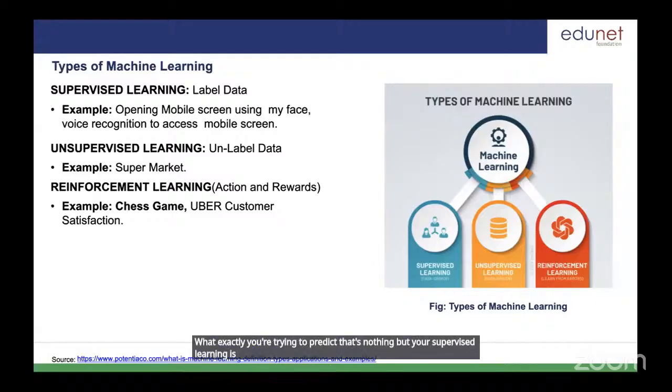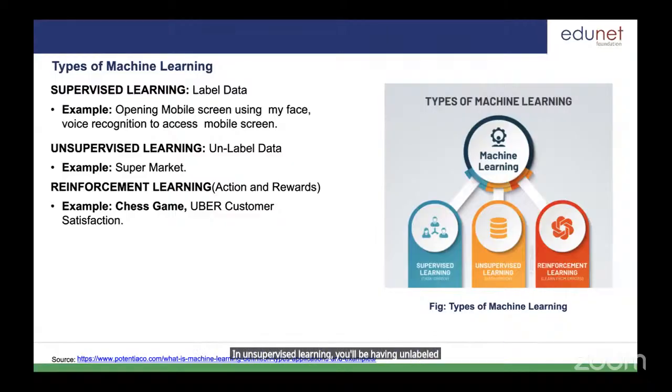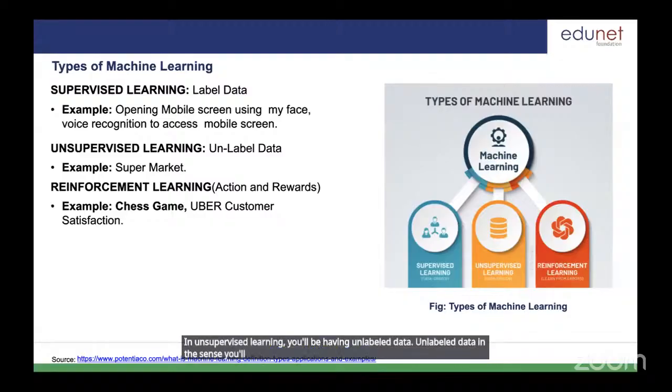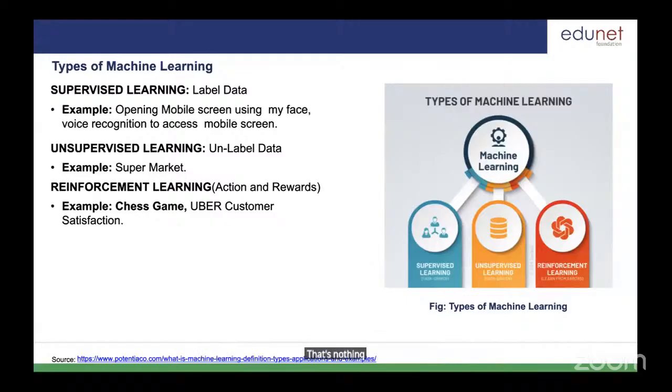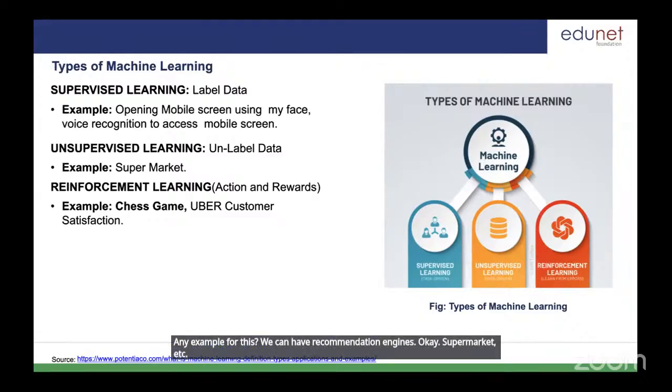The other type is unsupervised learning. In unsupervised learning, you'll have unlabeled data, meaning you will not have the label column. Mainly you'll have some raw data, and in that raw data you don't have any idea what exactly you're trying to predict. That's unsupervised learning, which means there'll be no labels at all. Any example for this? We can have recommendation engines, supermarket, etc.